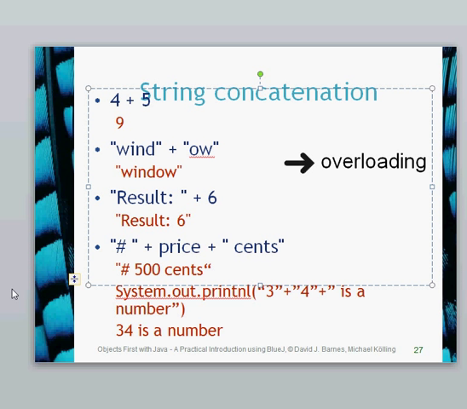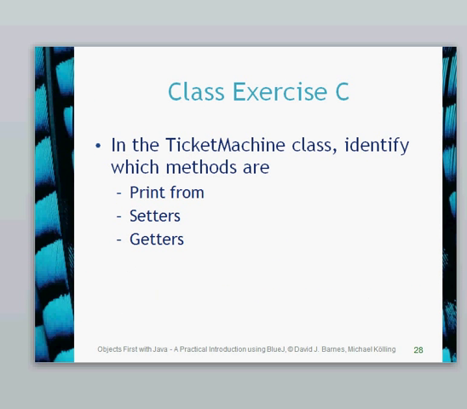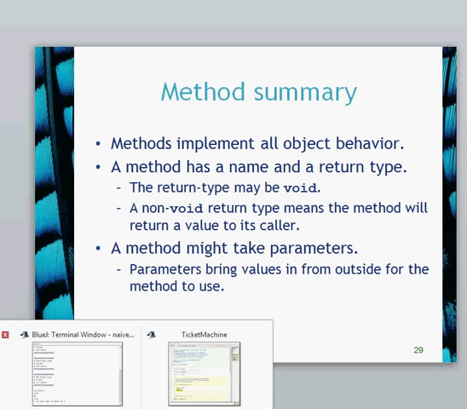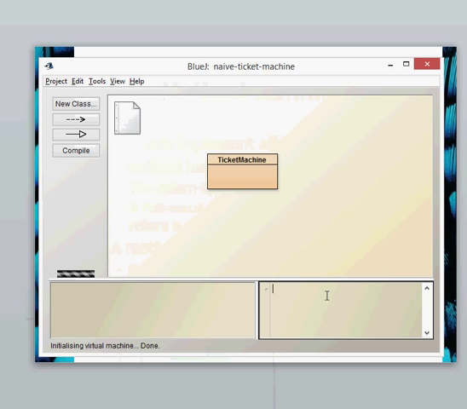A little exercise for you is to identify in the ticket machine class which methods are print from, set, and getters. Like I say, the exercises are online in the question bank for looking at string concatenation. And remember, you can also experiment with string concatenation by using CodePad. So System.out.println 3 plus 4 plus " is a number", and if we do that, then we'll get that output there.